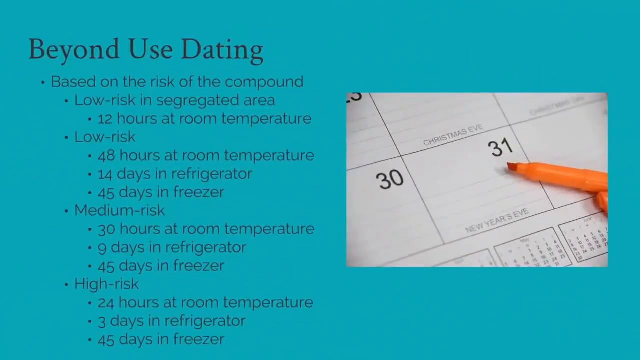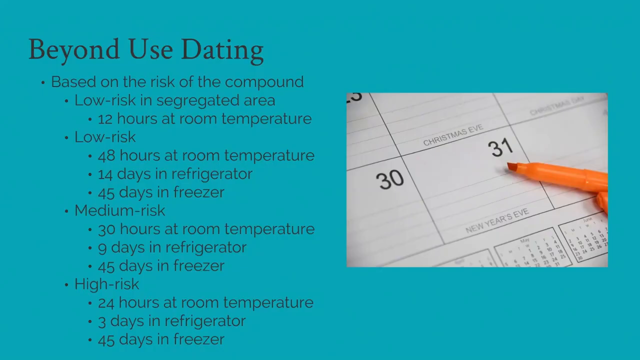For the beyond use dating for sterile compounds, it's based on the risk of the compound. So if you're doing low risk in a segregated area, so outside of a hood, this is commonly done in hospitals on the actual floor where the patient is. It's good for 12 hours at room temperature. If you're doing a low-risk compound in traditional compounding standards, it's 48 hours at room temperature, 14 days in the refrigerator, and 45 days in the freezer.